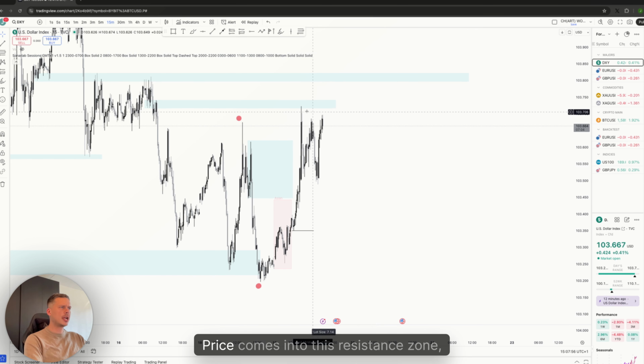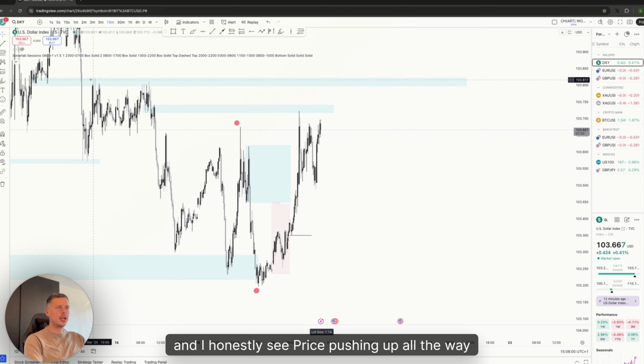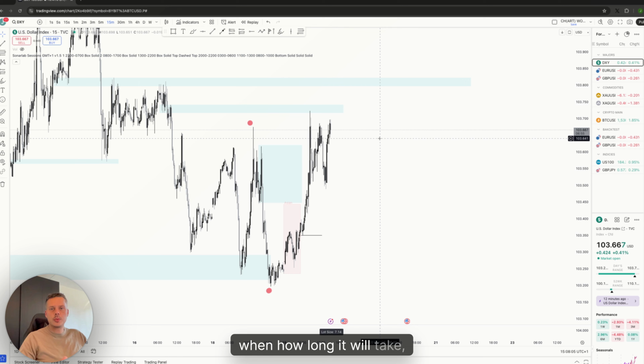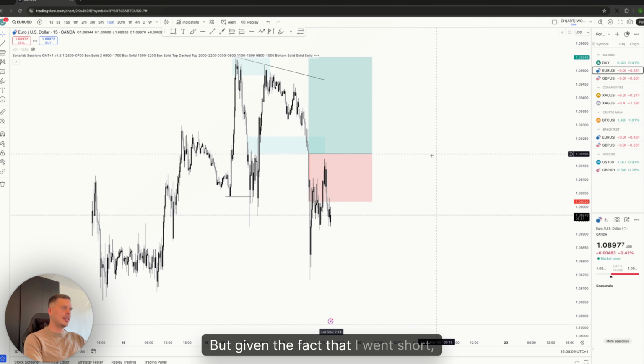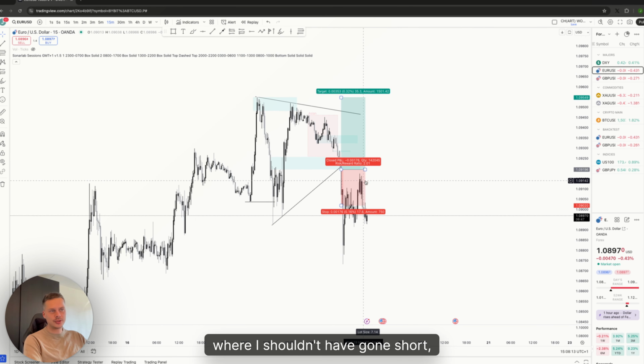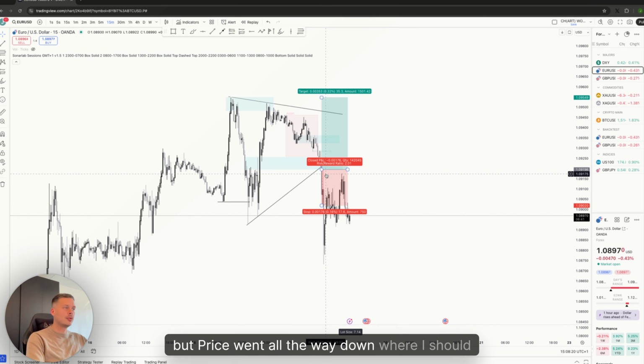So interesting, price comes into this resistance zone and I honestly see price pushing up all the way into this liquidity area. When, how long it will take, honestly, I don't know. But given the fact that I went short where I shouldn't have gone short, I shouldn't have gone long, but price went all the way down, where I should have looked for a short position, which I did on GU.